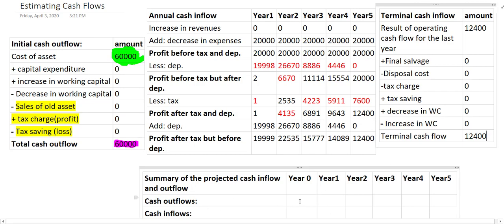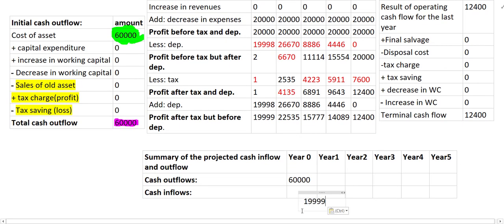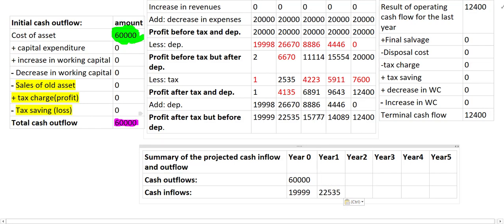Now let us summarize it. Cash outflow in the 0 year, it was equal to how much? 60,000, right? So we have mentioned. Next one, regarding the inflow. Inflow for the first year is equal to how much? This much. You should mention it here. Inflow for the first year equal to this much. Inflow for the second year is this much. Inflow for the third year is this much. Mention the inflow. Inflow for the fourth year is this much.